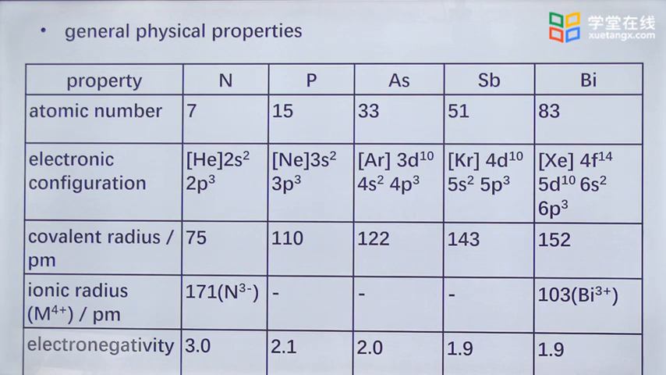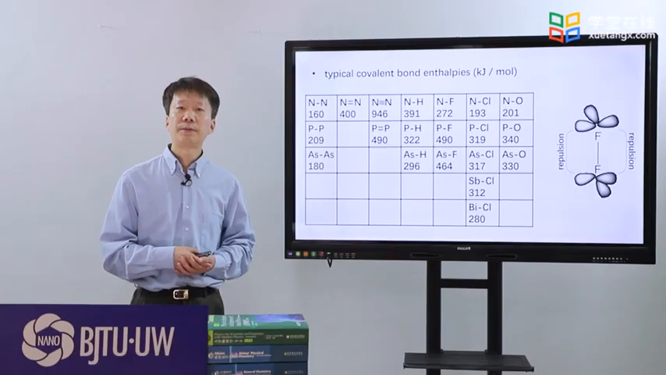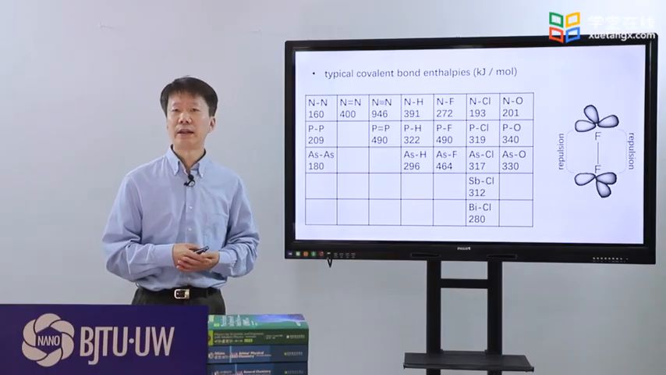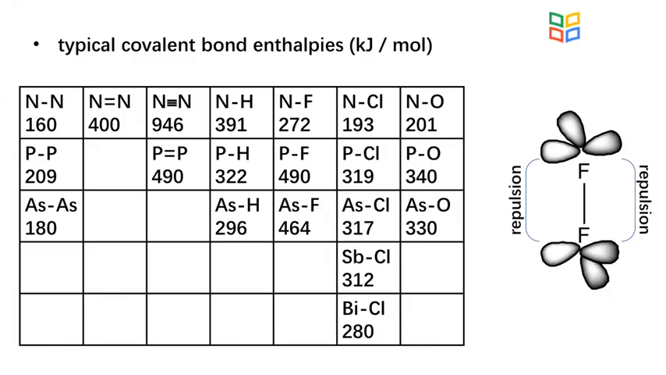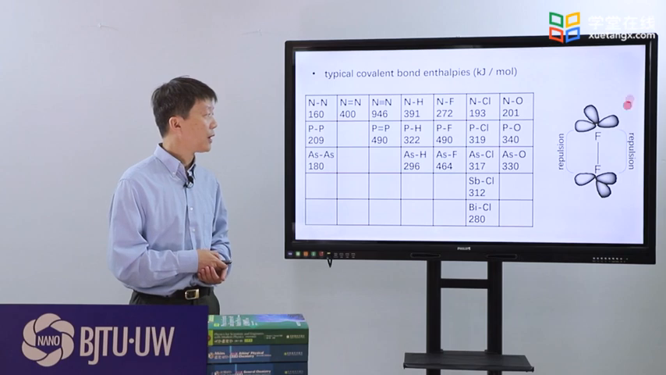Single bond, double bond, even triple bond. The typical covalent bond enthalpies are given on the slide. The N-N single bond is relatively weak, so are the O-O and F-F bonds. It's believed that repulsion between lone pairs on adjacent atoms is responsible. See the graph on the right here.